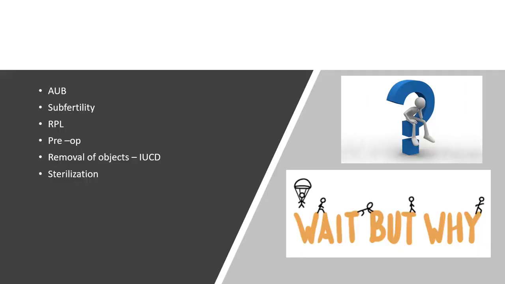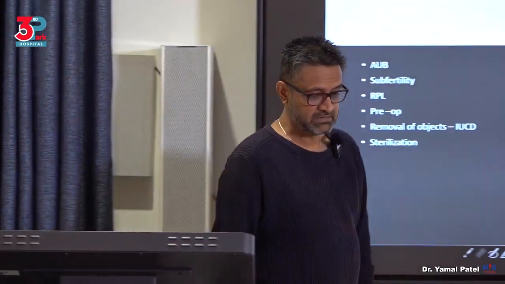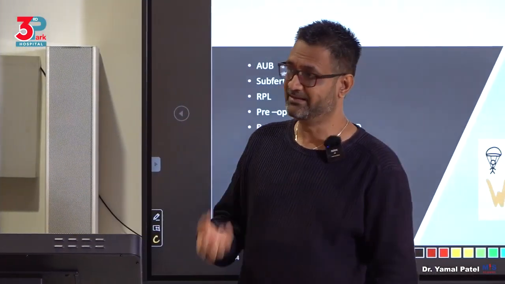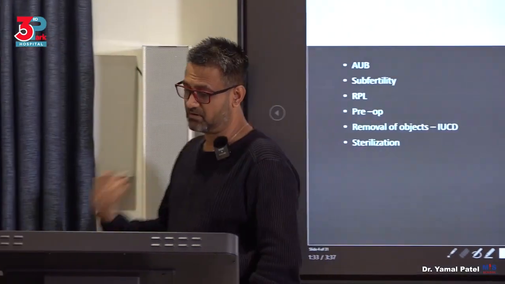It could be to a removal of objects that might be lost in there, like IUCDs, could be some bone fragments from a previous surgery. Probably botched up termination or an incomplete evacuation. Could be products of conception that were left behind and are stuck. Could be placental tissue that was degenerated and got stuck. And we could use it for sterilization. So you can see it's a very vast possibility of what we can do with hysteroscopy.